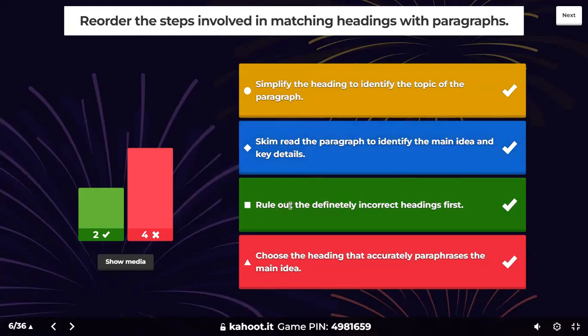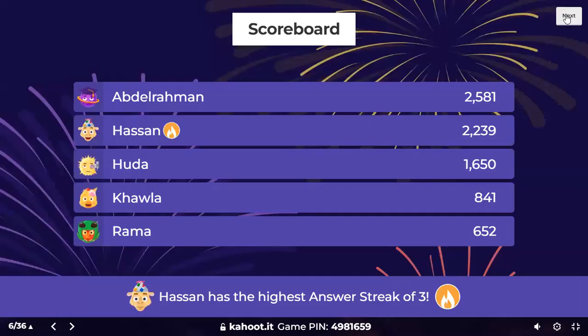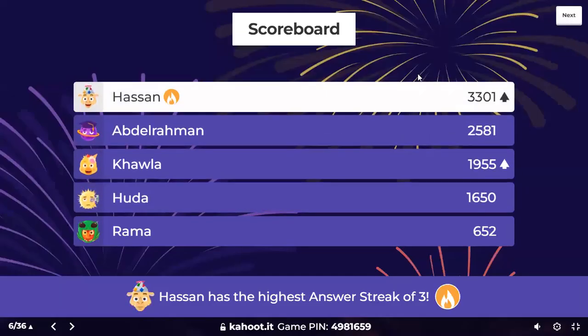And then you need to rule out. Rule out means eliminate. Rule out the definitely incorrect headings. So this is number 3. And number 4, choose the heading that accurately paraphrases the main idea. So these are the 4 steps involved in answering these types of questions. Okay, Hassan, Abdurrahman, very good.